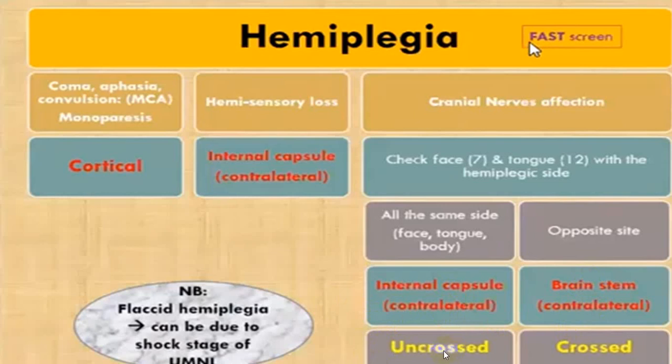If the person has uncrossed hemiplegia, meaning on the hemiplegic side you have 7th and 12th nerve involvement, we label that as uncrossed. And also in case of spinal, we label that as uncrossed, but in that we don't have involvement of cranial nerves.